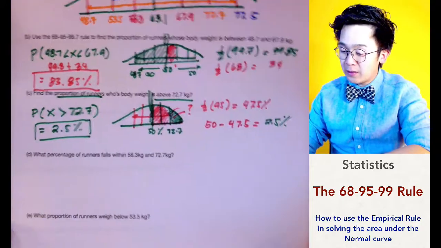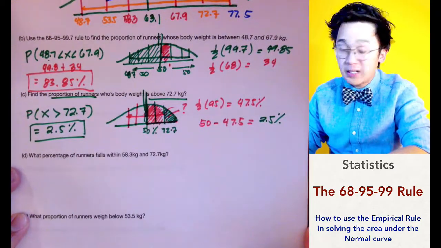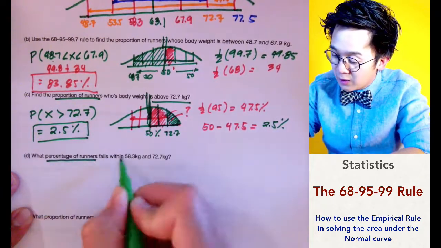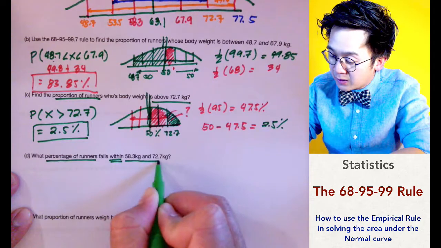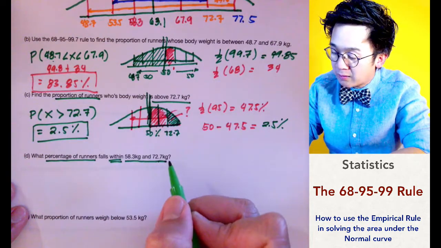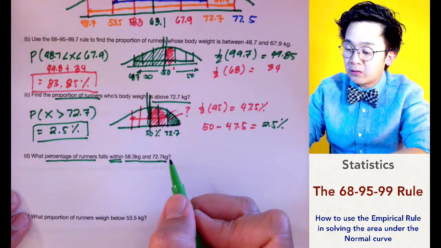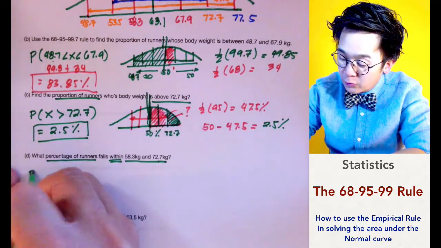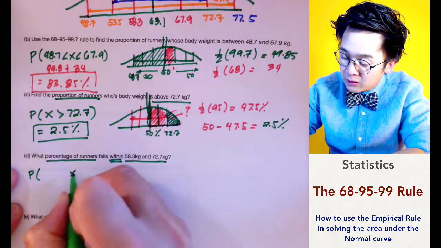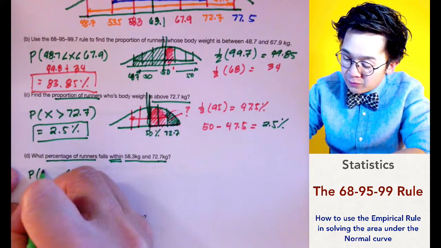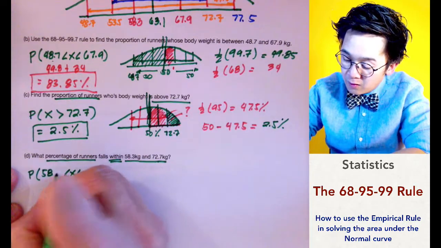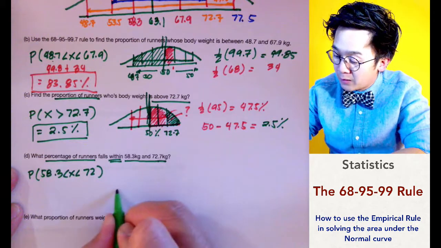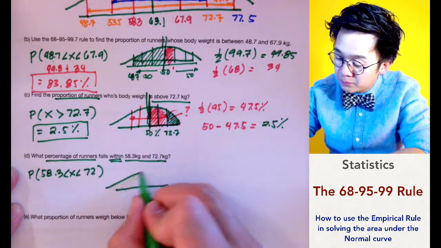Now, for the letter D, kailangan naman natin yung kunin yung percentage ng runners within 58.3 kilograms and 72.7 kilograms. So, para rin siyang problem letter B. So, kailangan natin yung percentage ng mga runners in between 58.3 and 72 kilograms. So, again, gawin natin yung ating normal curve.